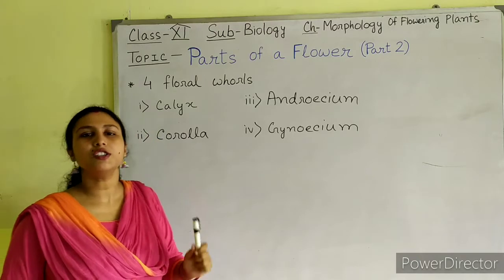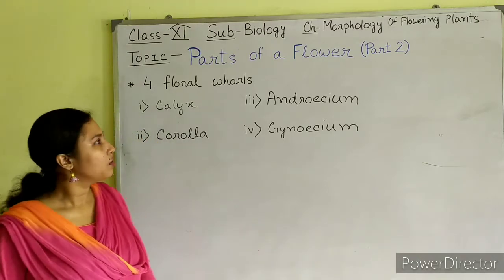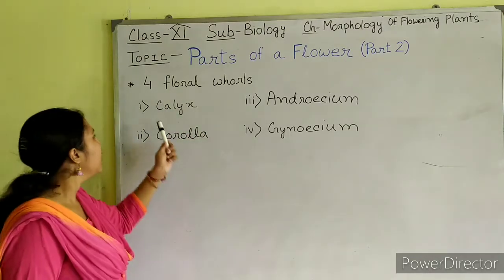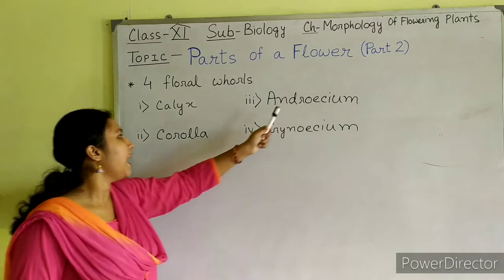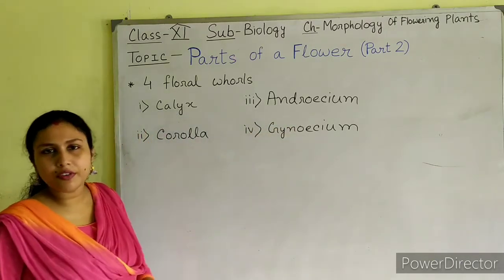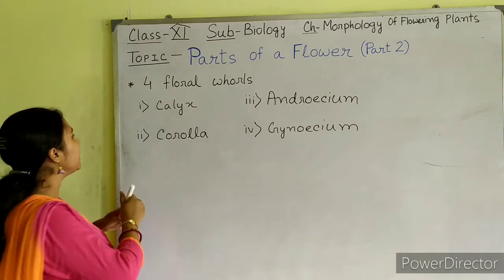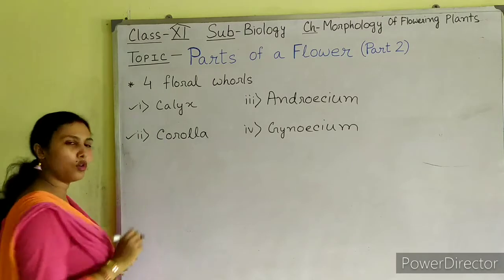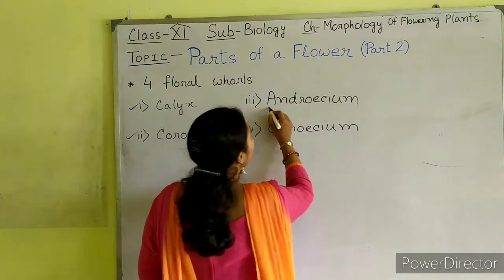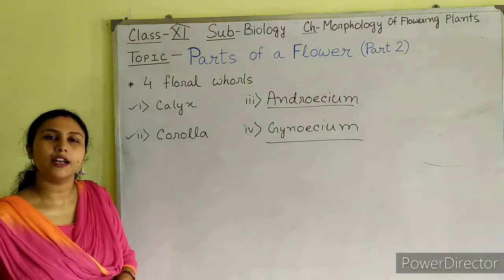Now, a flower generally has 4 floral whorls. What are they? The 4 floral whorls of a flower are calyx, corolla, androecium and gynoecium. In our previous video, we learned in detail about calyx and corolla. Today we will learn in detail about androecium and gynoecium. So let us start.